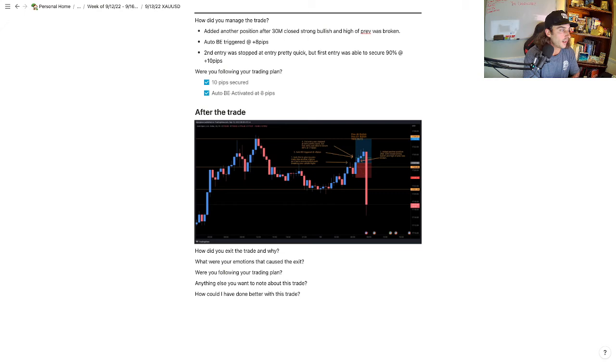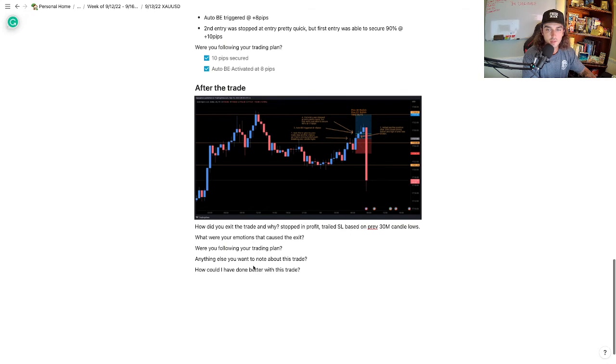And so how did I manage the trade and why did I exit? So obviously my runner was stopped at entry, and like I said, just copy and pasting this. Stopped in profit, trailed stop loss based on previous 30-minute candle lows. Emotions that caused me to exit. Thank God I was stopped out before the news.